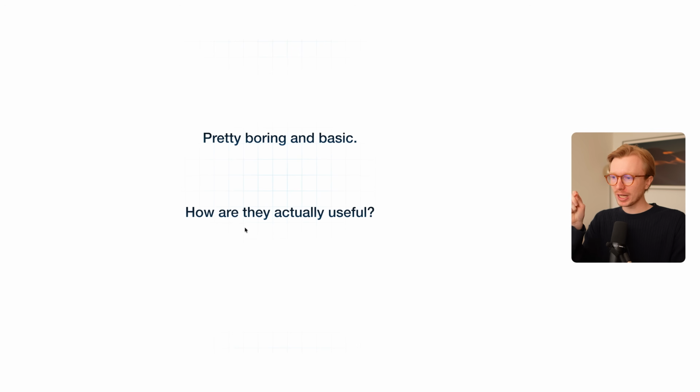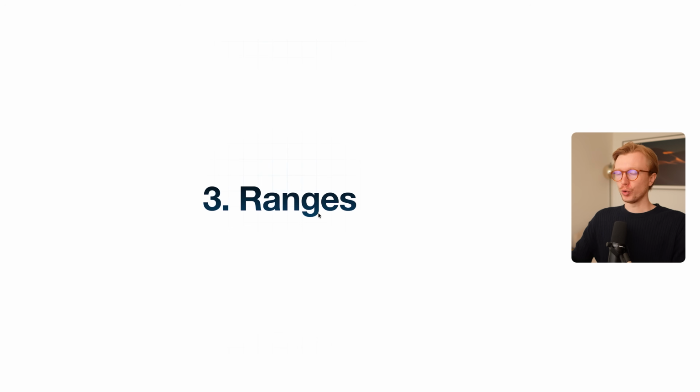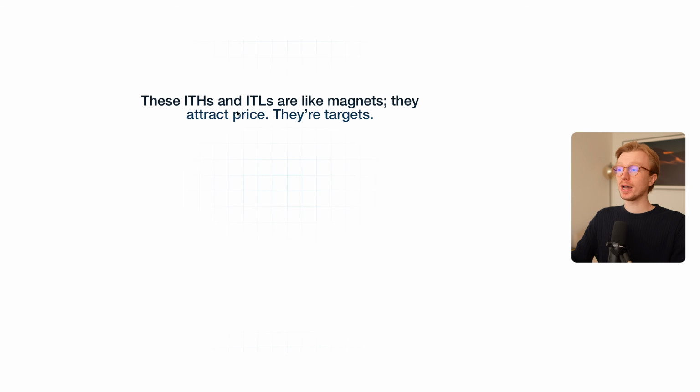Okay, so how are they actually useful? How can we actually profit from them? Well, this is where we get into the exciting part, because this is where we talk about ranges. Now, if you didn't already, you might want to have a notebook out for this one. Okay, so these intermediate term highs and intermediate term lows are like magnets, literally like magnets. They attract price. They are certain targets, so what we can move towards.